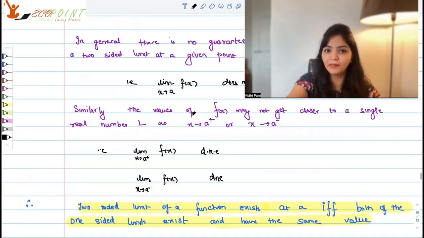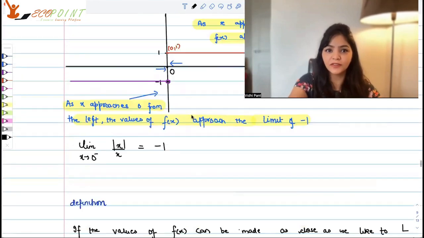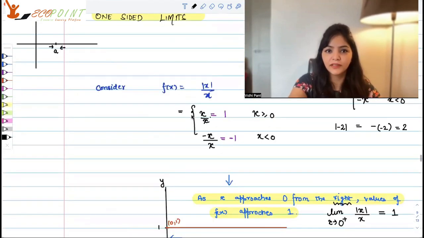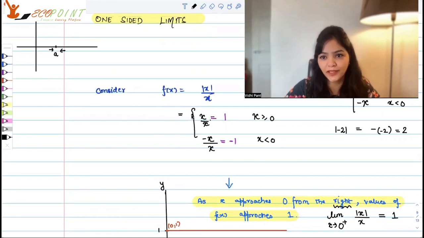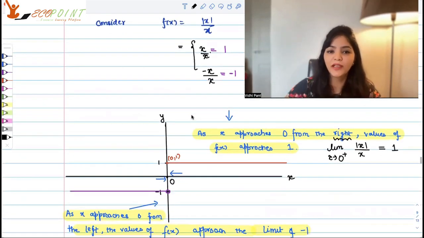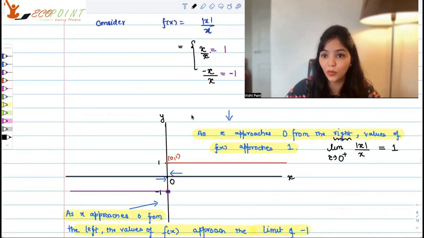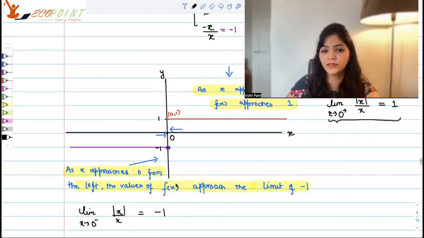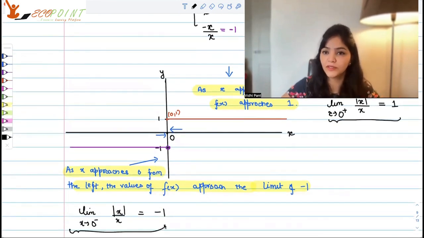Taking you back to the example that I started off with, the function modulus of x upon x. We know that this function is breaking up at 0 and we graphically saw what's happening. The function is approaching -1 when x is less than 0 and it is approaching 1 when x is greater than or equal to 0, which means from the left I have a different limit, which is this, and from the right, I have a different limit, which is this.